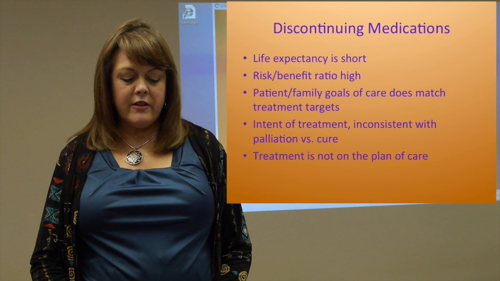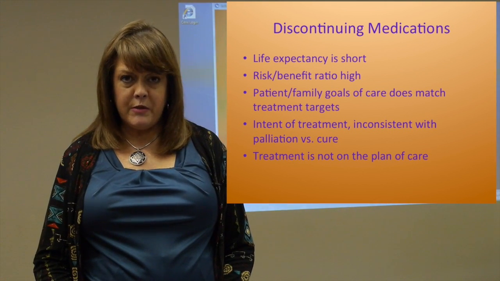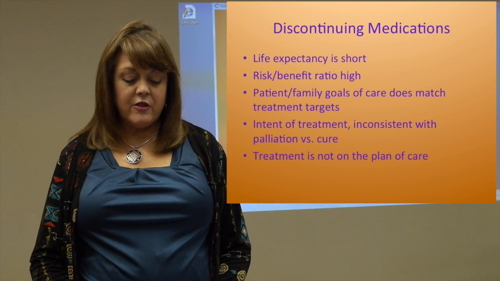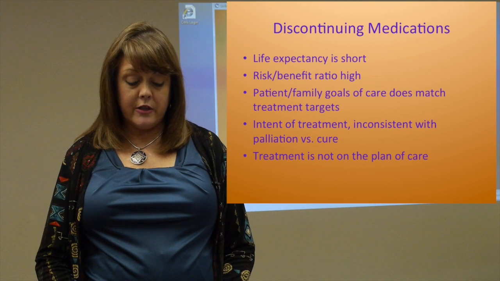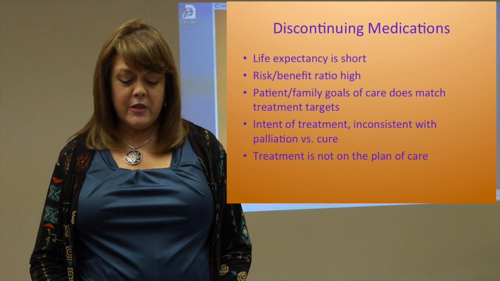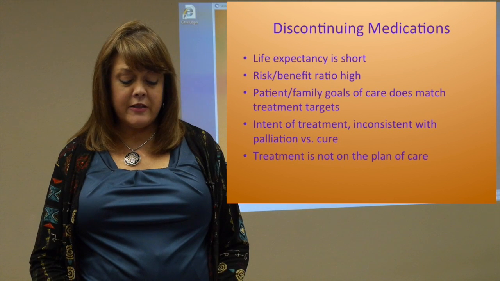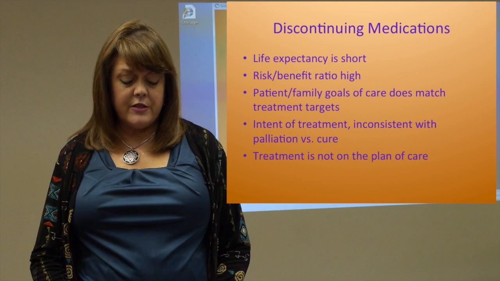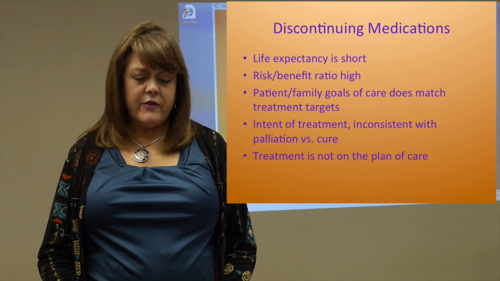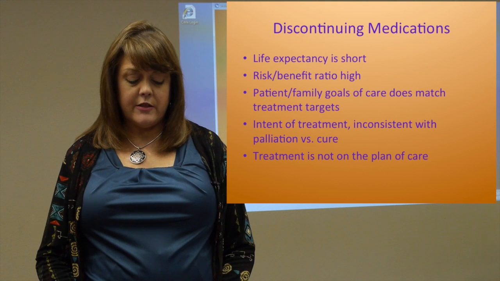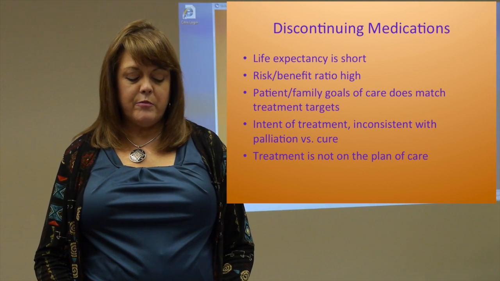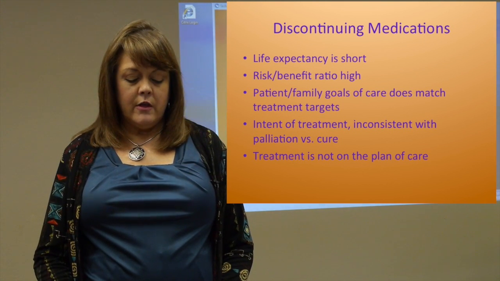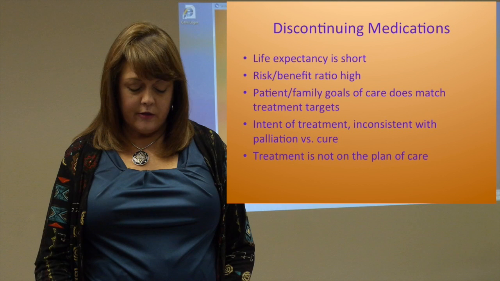So again, we're talking about things like short life expectancy and the risk-benefit ratio. The patient's and family's goals may not match treatment targets. The intent of the treatment: is it consistent with palliative versus cure? And this may involve discussion with the patient's attending physician, especially if they're an oncology patient and have cancer. That sort of palliation versus cure can be a gray line. And if the treatment's not on the plan of care.